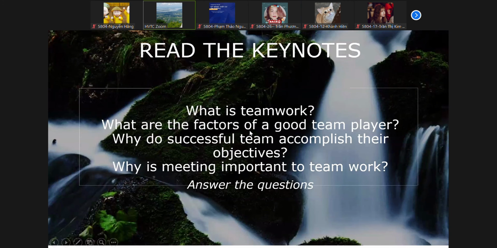Now, without looking back at the keynote, once again look back at the questions here. What is teamwork? What are the factors of a good team player? Why do successful teams accomplish their objectives? And why is meeting important to teamwork? I think that without looking back at the keynotes, we can answer all the questions here once again.